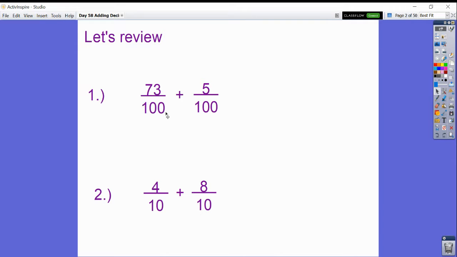Here we have 73 hundredths plus 5 hundredths. Since they have the same denominator, we can easily add, and we just keep that denominator. 73 plus 5 gives me 78 hundredths. That denominator stays the same, and I have a total of 78.